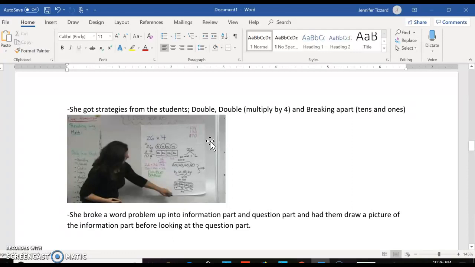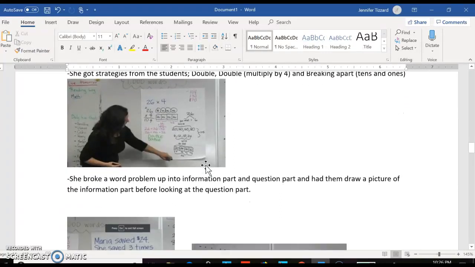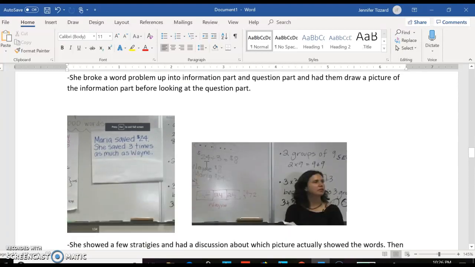She got strategies from the students. One of them was double double, which would be if you're multiplying by 4, you could use double double. The other one, she was hoping they would understand breaking apart, and when the student explained it, he didn't think he was breaking it apart, but he said, "Oh, I just said 20, 40," he counted by 20s, then he counted by 6s, and then he added them together, which was breaking them apart by 10s and 1s. And she showed them how that was what she was looking for.